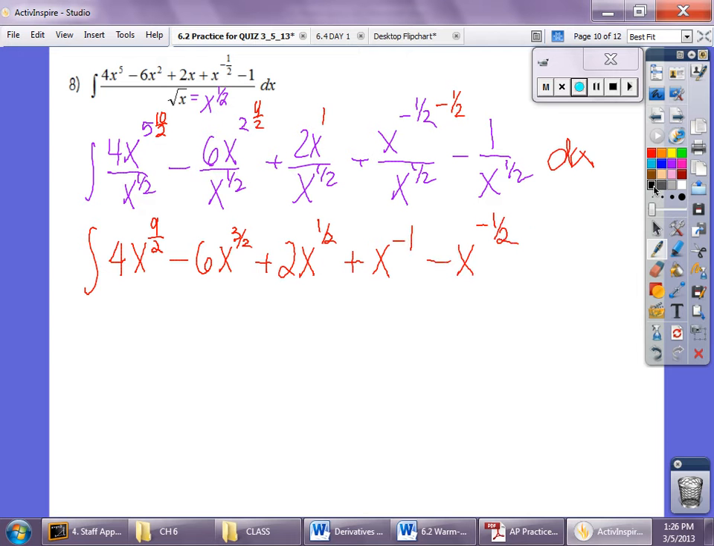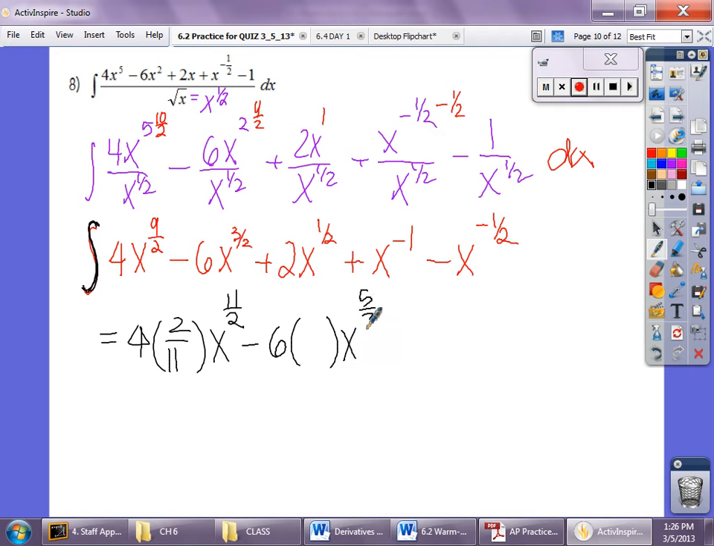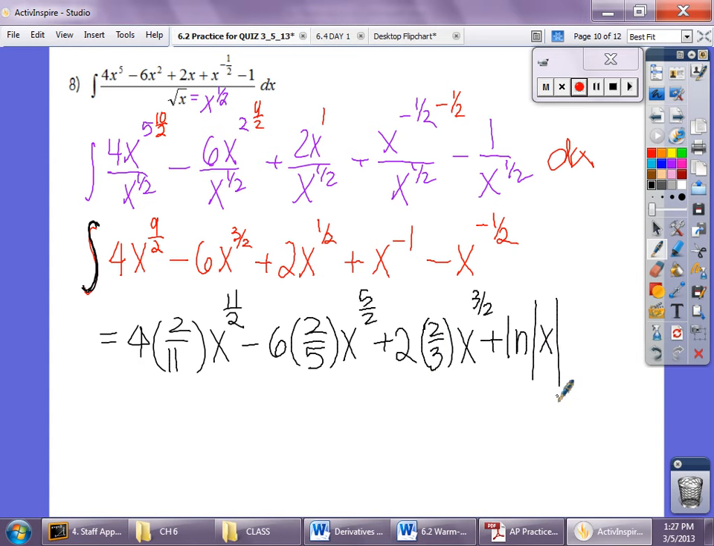And now, finally, I'm going to take my integral, which means I don't write this symbol anymore. I would add 1 to the power, which is 11/2, divide by that, which is the same as multiply by its reciprocal, minus 6, add 1 to the power, multiply by its reciprocal, plus 2x, add 1 to the power, 3/2, multiply by the reciprocal, plus, that's add 1, but it won't work, so that's ln, and then minus, add 1 to the 1/2, and then multiply by 2 in front, plus c.